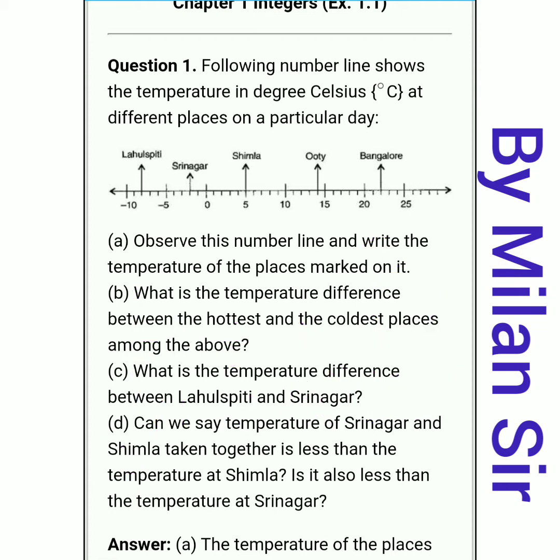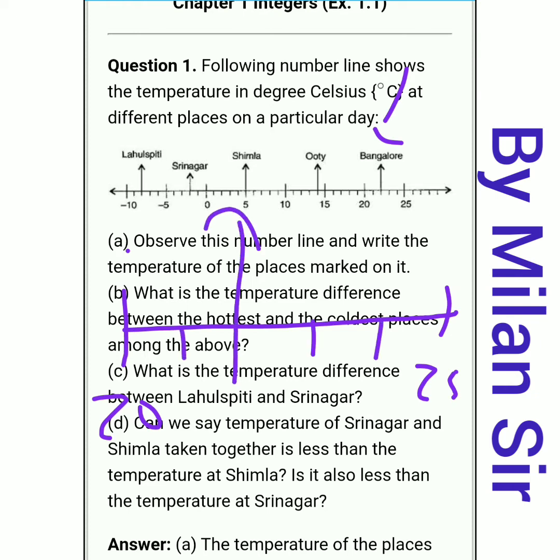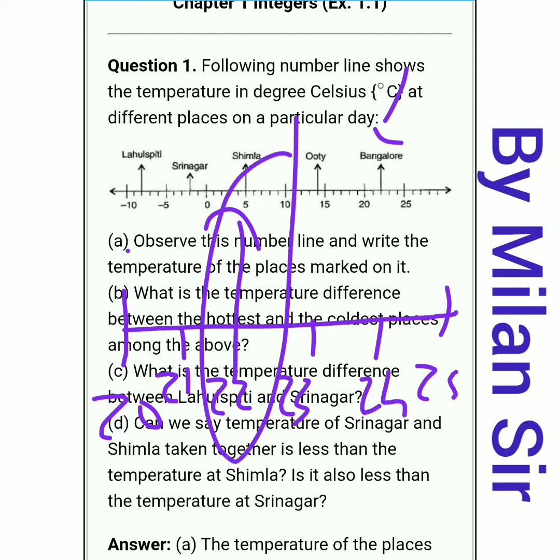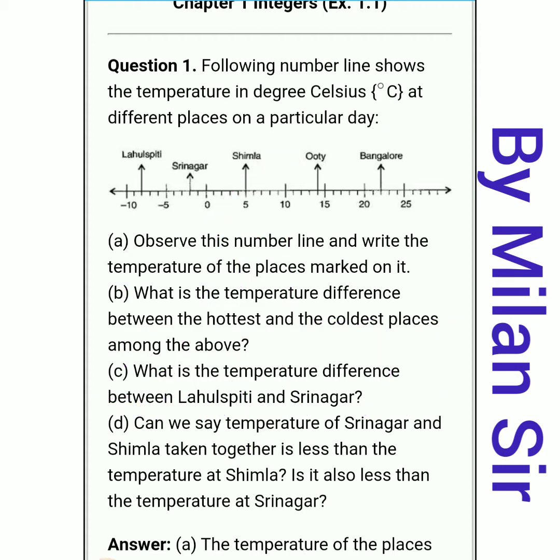And then at last, Bangalore. Here we have 20, here we have 25. One line, second line for Bangalore, and two more lines. So again write down the integers after 20: 21, 22, 23, 24, 25. So the temperature of Bangalore is 22.